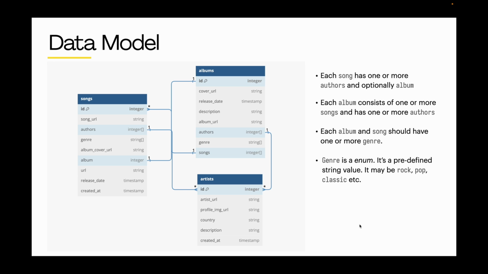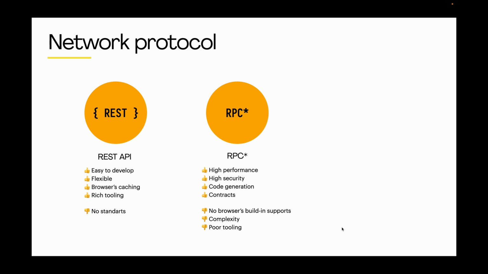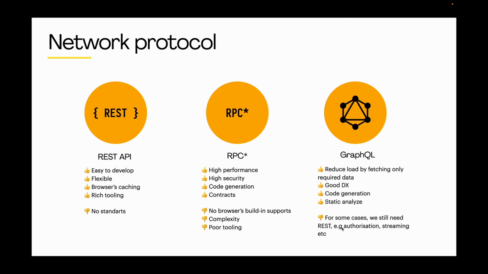Each entity has a URL field such as song URL or artist URL, which is necessary for sharing. For instance, if a user likes a song, they may want to share it with friends, requiring a shareable link. We have discussed the data model, but now we need to address how data will be transmitted between the web application and the server. There are 3 main options: REST API, RPC approaches, with gRPC developed by Google being the most popular, and GraphQL API.